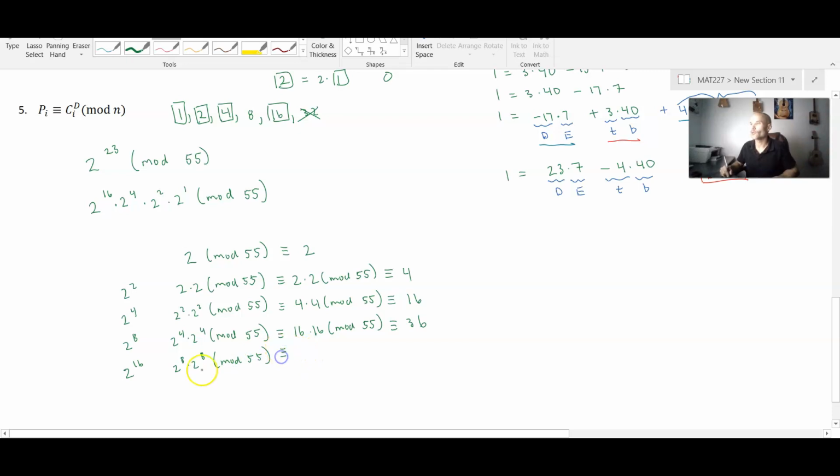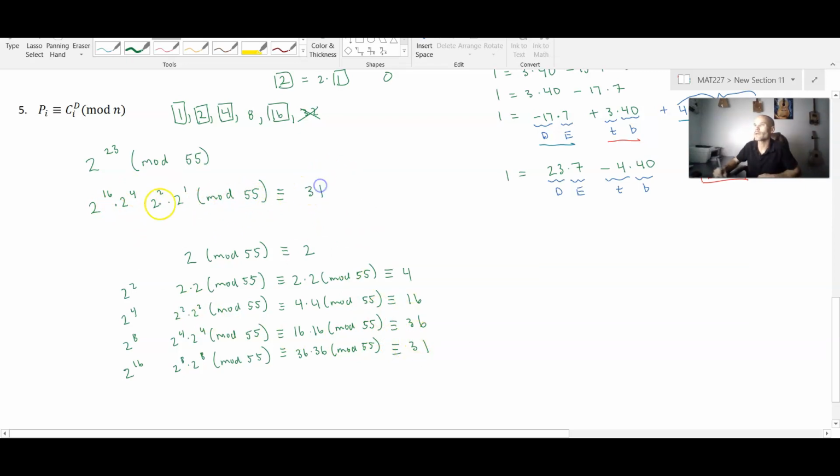And that's congruent to the remainder of 2 to the 8th mod 55, which is 36 times 36 mod 55. And 36 times 36 is 1,296. And that divided by 55, so 55 goes into 1,296 23 times, so I'll do 1,296 minus 23 times 55, which gives me a remainder of 31. All right, here we go. So now we can construct this. This is congruent to 2 to the 16th mod 55.